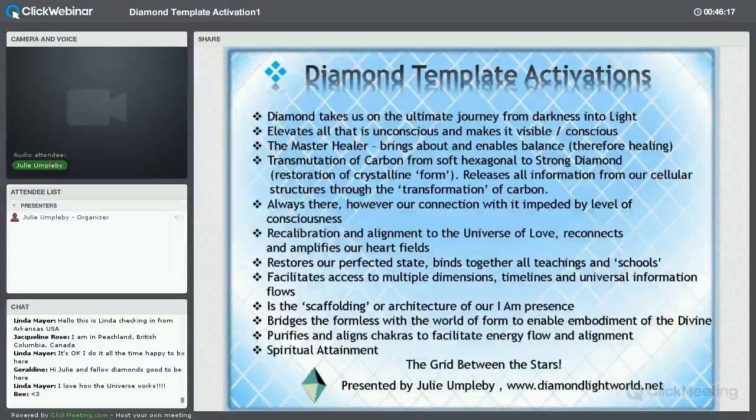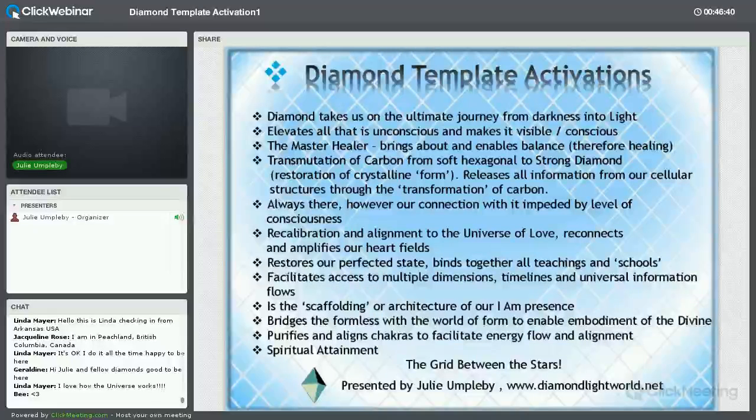We know that beautiful adage that it's coal transmuted into diamonds. Well, it's not coal that's actually transmuted, it's carbon. So we're literally transmuting the carbon with our own body. It literally is the ultimate journey of bringing all that hides within our unconscious and elevating it into the light.